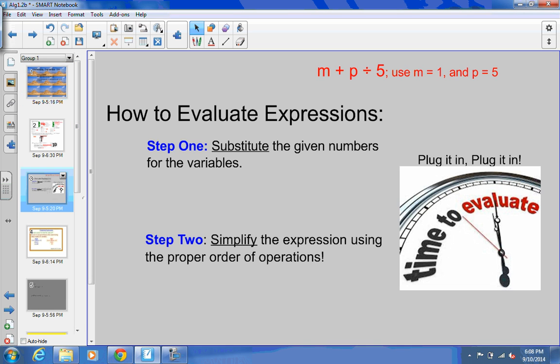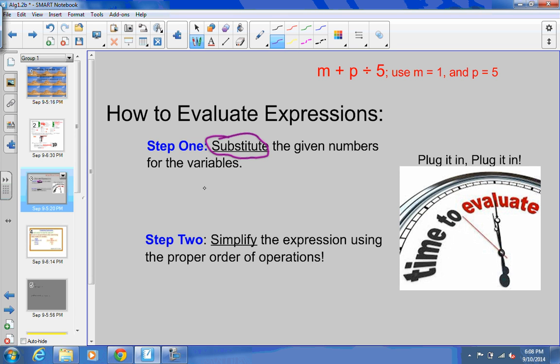So the two steps here are a very simple way of going about it. How to evaluate expressions, two steps. One is to substitute. And I'm going to circle that because substituting is really important. If you want to look, Google "Plug It In" for Glade. It's a little jingle from an older commercial called "Plug It In, Plug It In." It was for a Glade plug-in. But that's what I think of when I think of substituting, plugging it in.